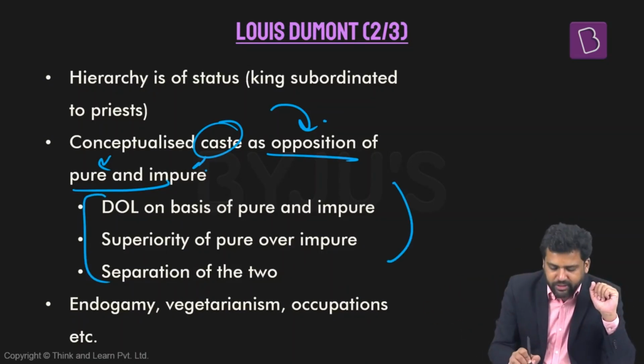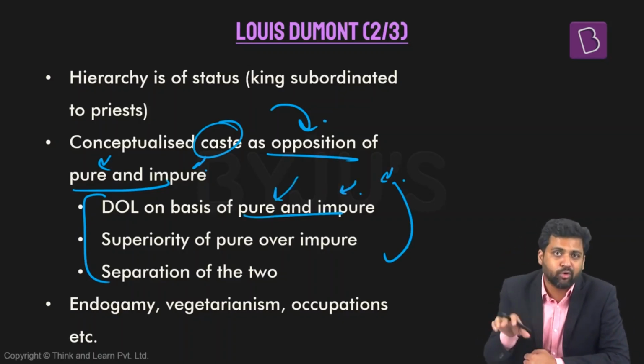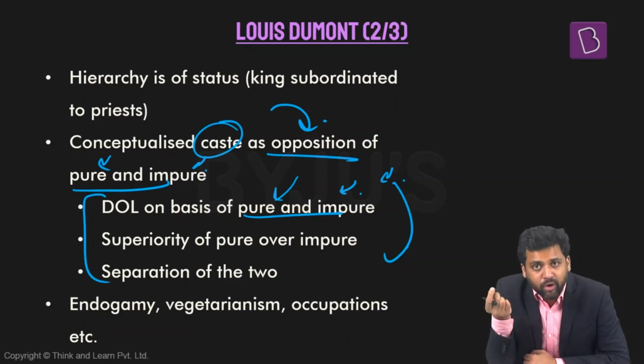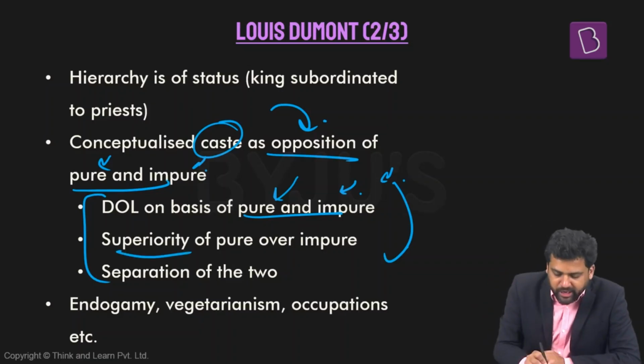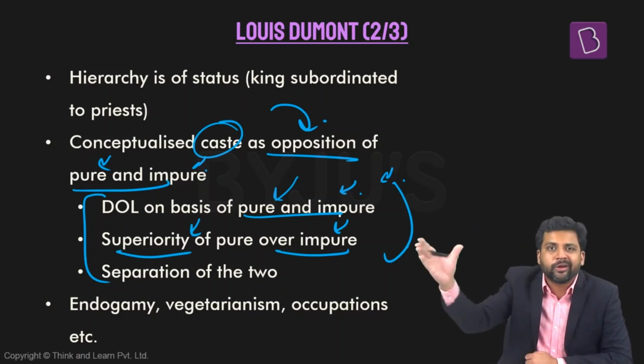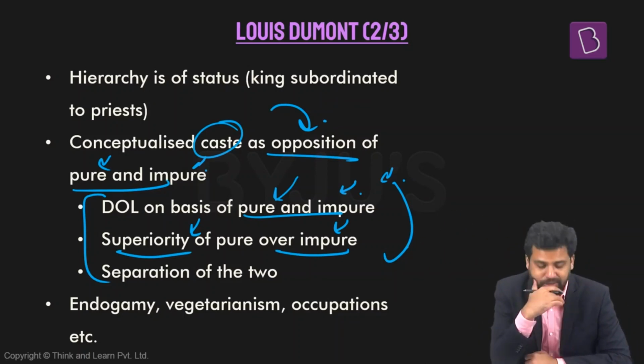How does it shape up? A couple of things here. Division of labor is on the basis of pure and impure. Different kinds of occupations are given different levels of purity and impurity. They look at it from that angle. Things which are considered pure are also considered superior. Different activities which are considered impure are also considered inferior. Superiority of pure over impure. High levels of purity, superiority. High levels of impurity, it is assigned inferior status. So now you have gradation of occupations on the basis of that.